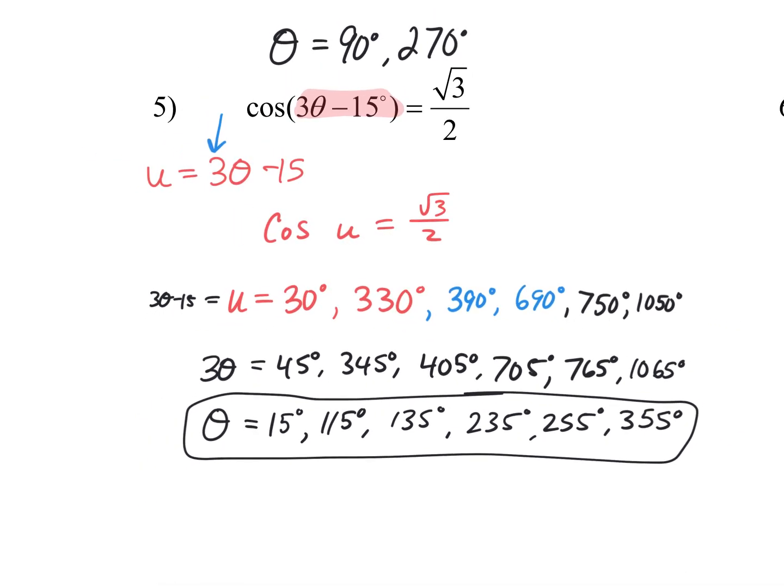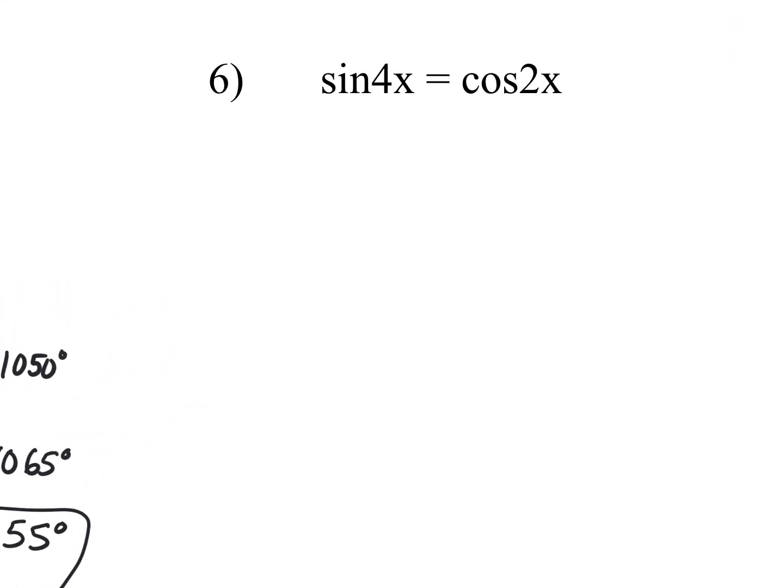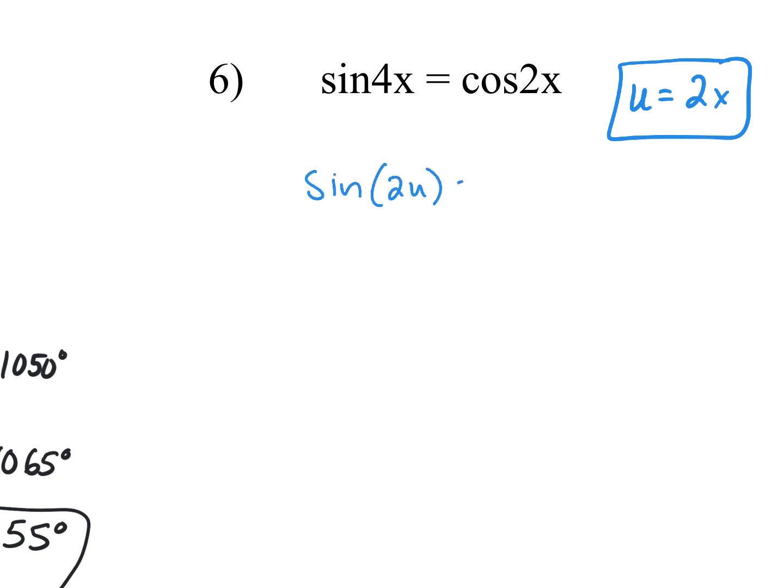So that is an excellent opportunity for u substitution. And number 6 is also a great opportunity for u substitution based on how it starts. Sine of 4x, that looks a little complicated to me. I want to simplify that down, so I'm going to let u equal 2x. I can rewrite this problem as the sine of 2u equals the cosine of u.